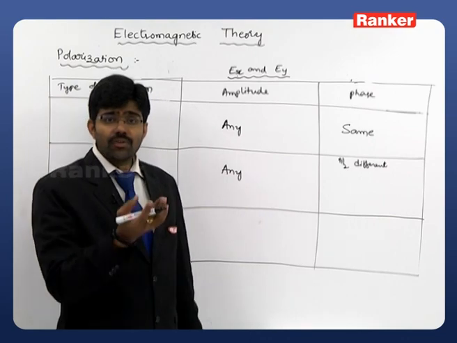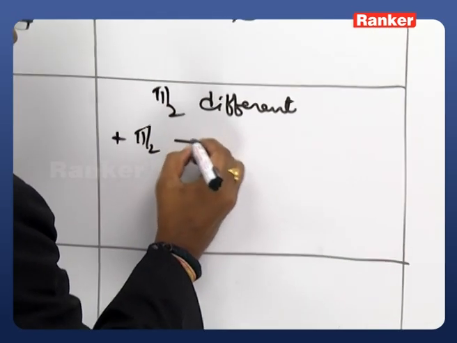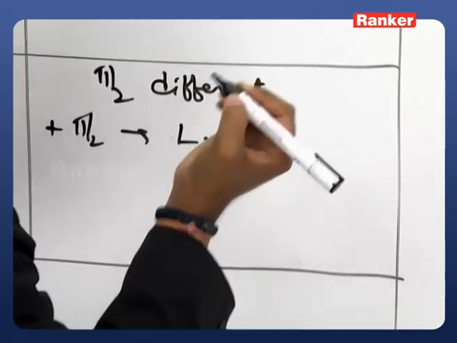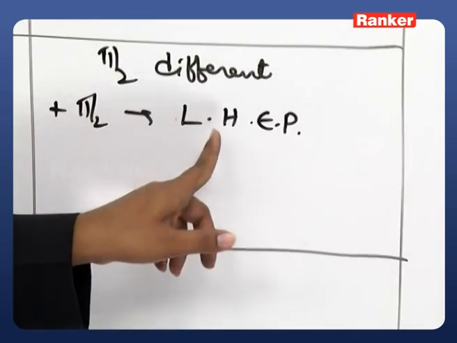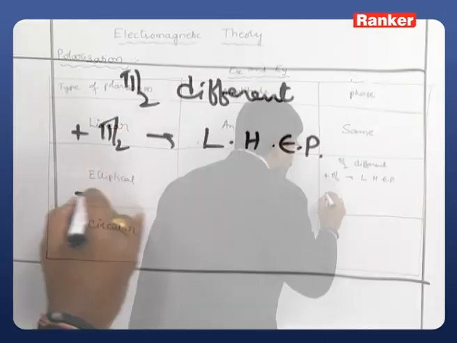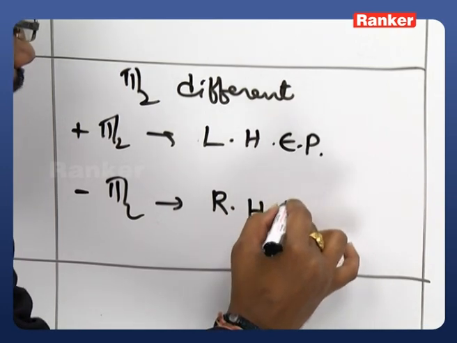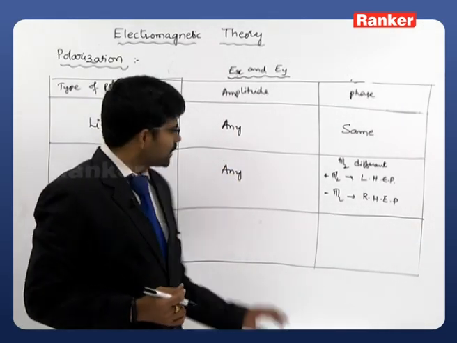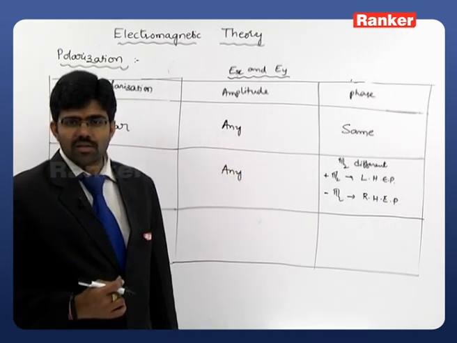In that one also, if it is plus pi by 2, then clearly what you are supposed to say is a left-handed elliptically polarized signal. If it is minus pi by 2, then it is a right-handed elliptically polarized signal, right? This is a simple condition you are supposed to remember for elliptical polarization.